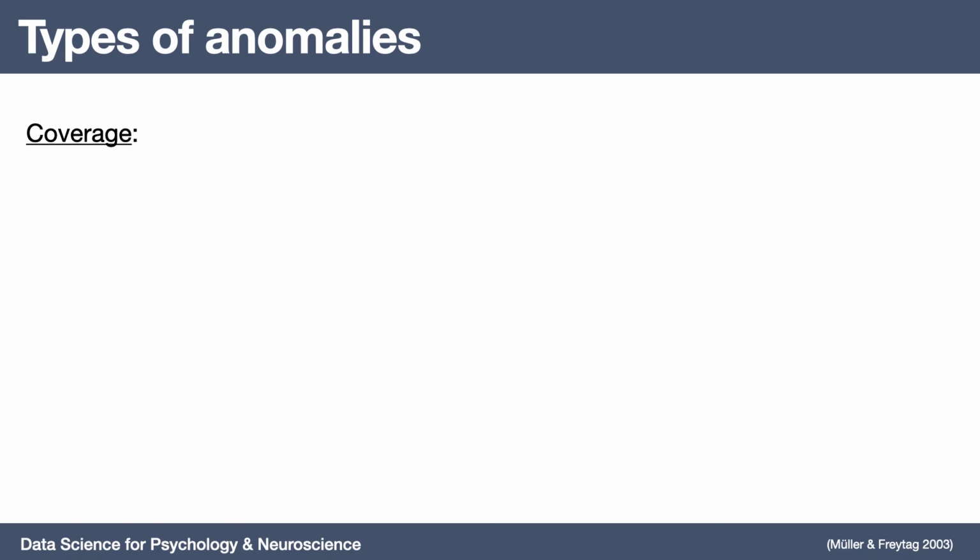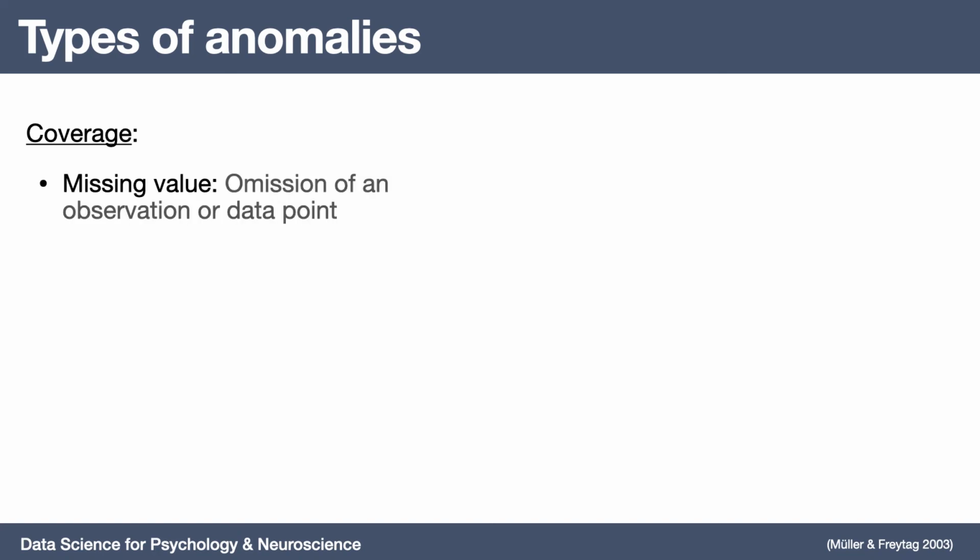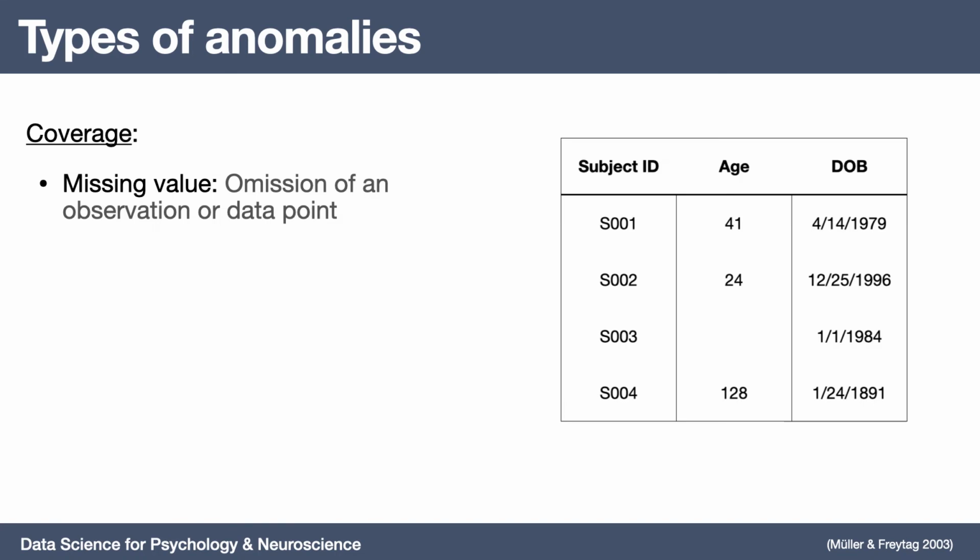Finally, coverage anomalies are cases where you parsed or covered the actual range of data incorrectly. Now, one of the most common things you'll see are missing values. These are the omission of an observation or a data point. If we take this data table here on the right, you'll notice that we have a missing or gap entry for subject 3 where no age is entered. We have their date of birth, but we do not have their age. These are pretty quick and easy to see.